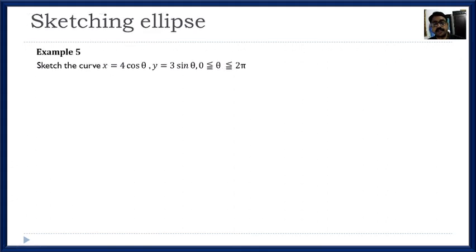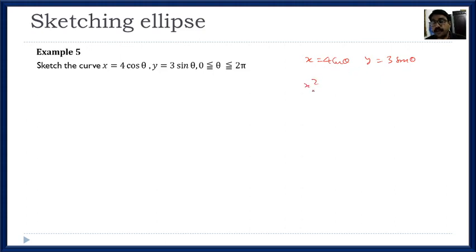And a similar curve is the ellipse. We are familiar with it in conics, that the ellipse is another important curve. Let us see what is here. The curve is x is equal to 4 cos theta, y equal to 3 sin theta. Is it an ellipse? Let us see. We should eliminate theta to know what is the shape of the curve.